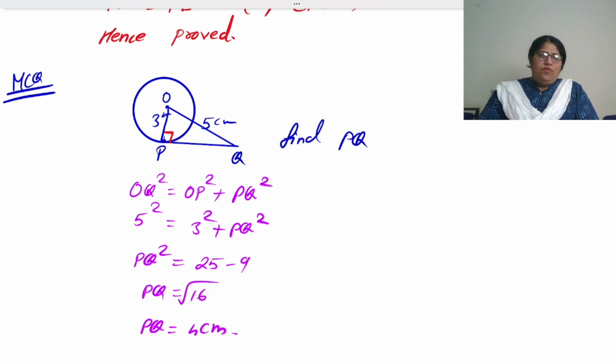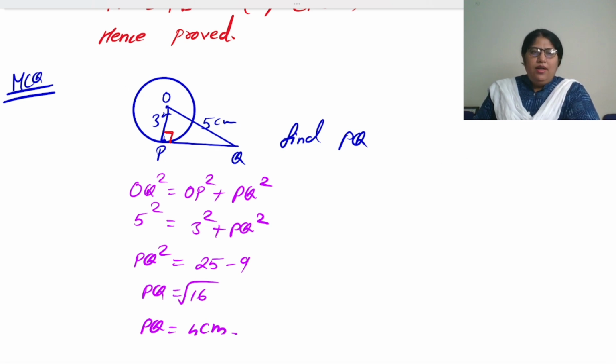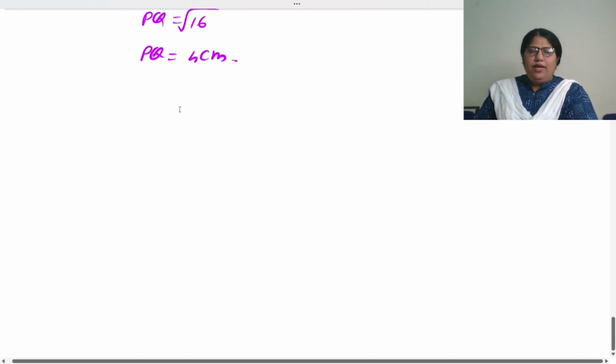So most of the time in MCQ, you are going to use the Pythagoras theorem to calculate the radius, or find the exterior point's distance from the center O, or the length of the tangent. Now sometimes you also get proving-based questions. So let us see a proving-based question first.